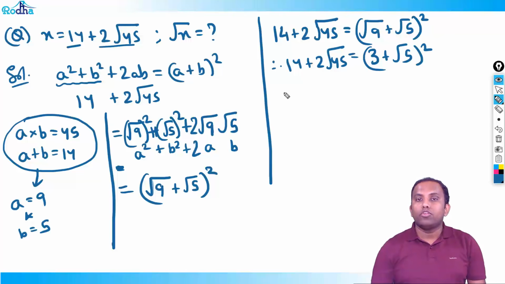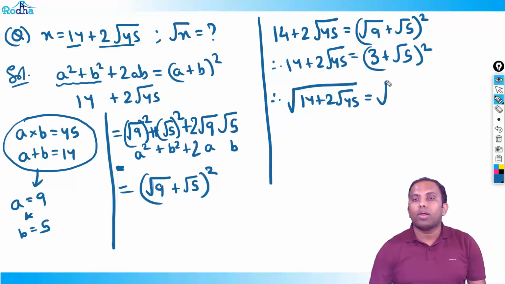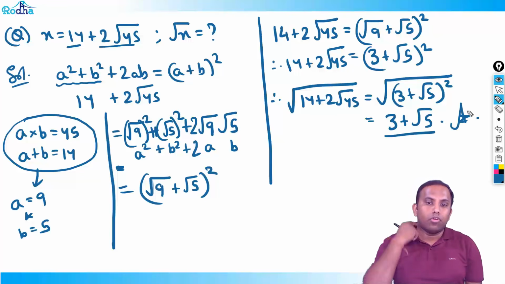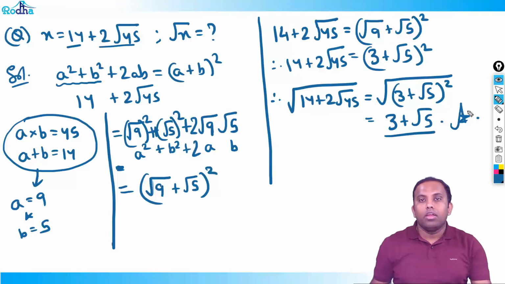Okay. So what I need to find here is the square root of 14 plus 2 root 45. That means the square root of 3 plus root 5 whole square. What is the square root? Very simple now. What is the answer? Answer is 3 plus root 5. Okay, so this is the method which we are following here. Right, so I hope it is clear now, this part, yeah?